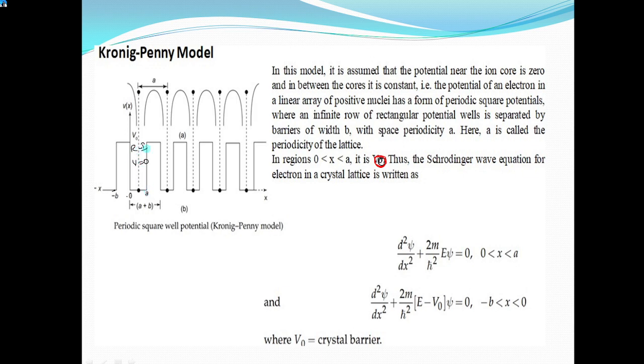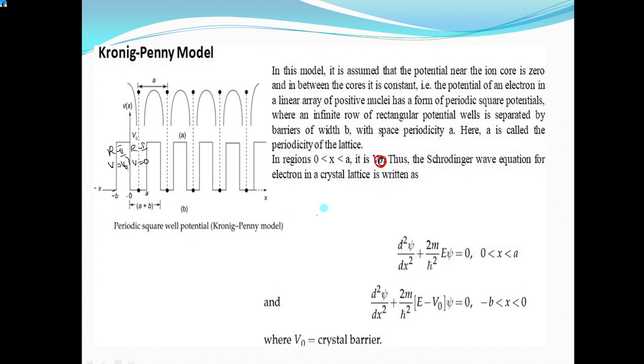This is region 1. Next, between minus b to 0, it is the potential barrier, meaning the height of the potential barrier. Here the potential is V0. This we consider as region 2. Now in region 1, that is 0 less than x less than a, the potential is 0. In region 2, that is between minus b and 0, the potential is V equal to V0.